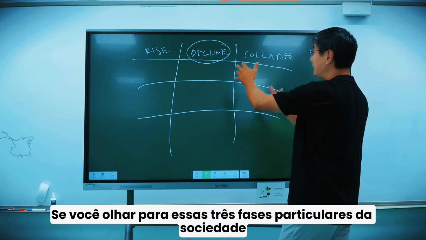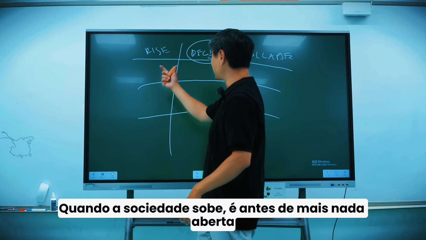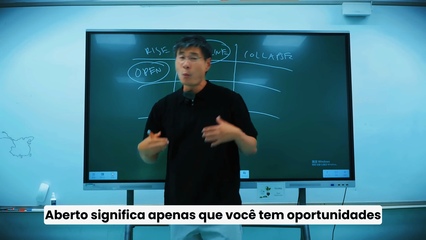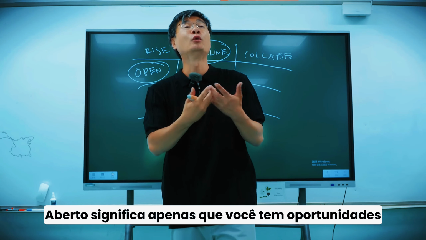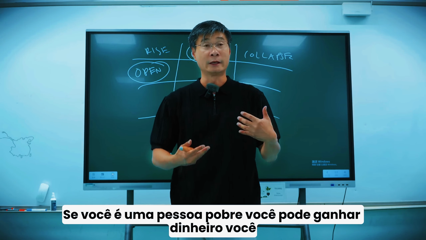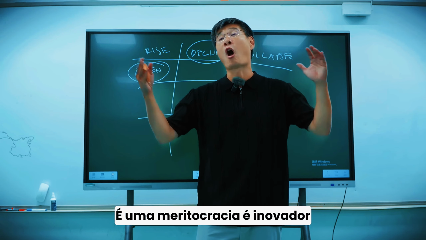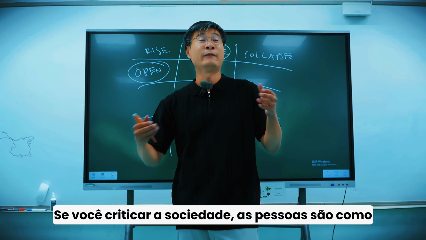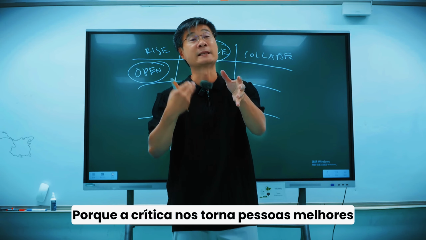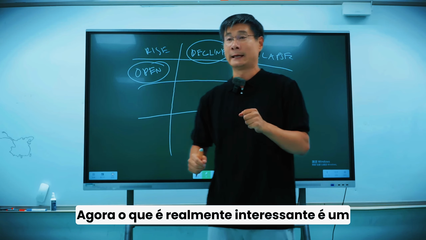So if you look at these three particular phases of society, there are different characteristics. When a society rises, it is first and foremost open. Open just means that you have opportunities for social mobility in the society. If you're a poor person, you can make money. You can become wealthy. Your talent is appreciated. It's a meritocracy. It's innovative. If you criticize society, people are like, thank you for criticizing us, because criticism makes us better people. Okay, there's open debate.